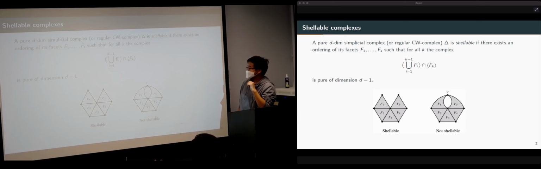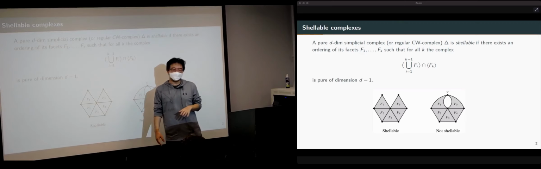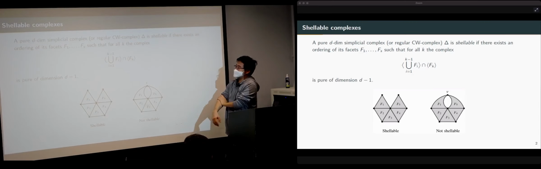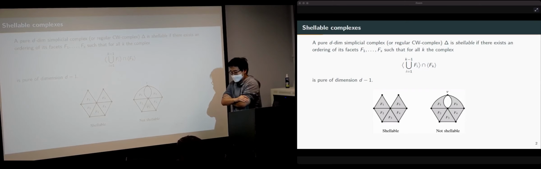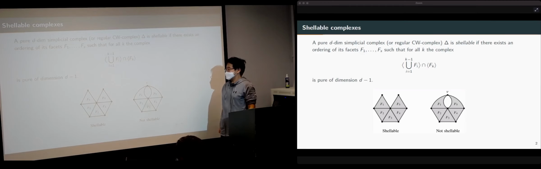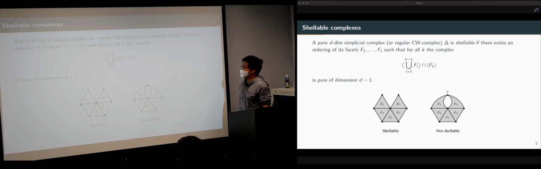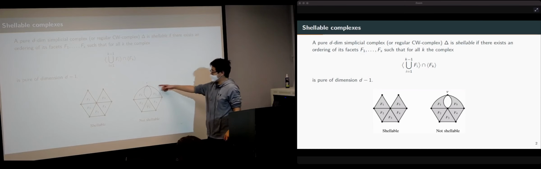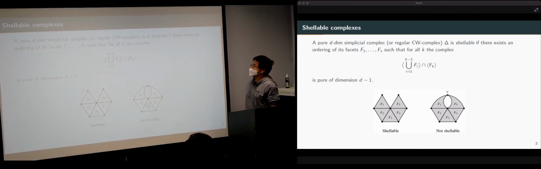Yes. Right, so we don't require that the intersection is shellable. But the question is, if you have a shellable ordering, can you find an ordering such that it satisfies an extra constraint? And I'm not sure. I'll have to think about it. Okay, yes. Sorry, let's move on.